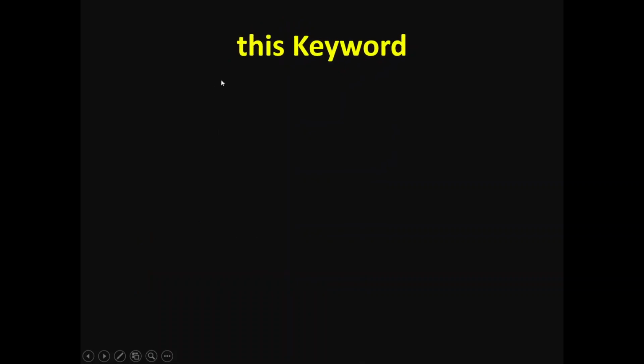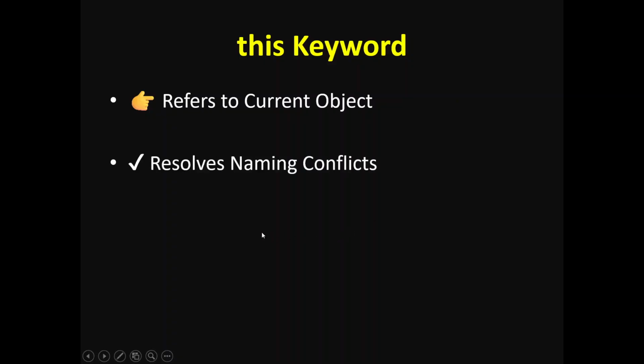Now let us understand what the this keyword is. This refers to the current object. We have seen that super can be used to access the parent class properties, but the this keyword we can use to refer to the current object, and it resolves naming conflicts. Also, it helps in constructor chaining.